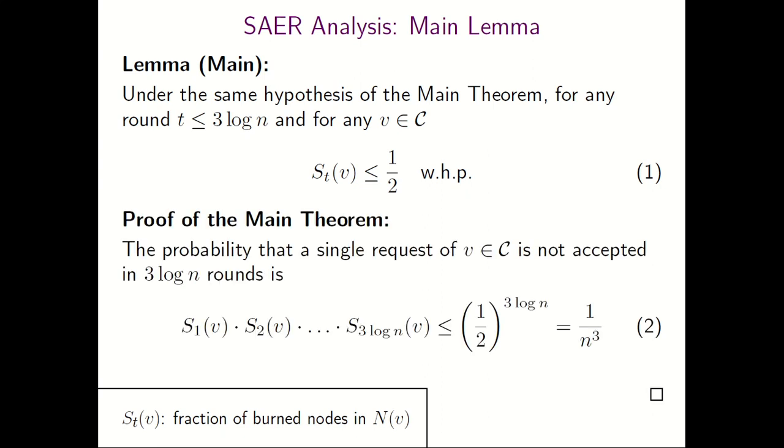Indeed, if we look at the probability that a single request of a client is not accepted in 3 log n rounds, this probability is the probability that the request is always sent to a burned node. Since for the lemma we have an upper bound on the fraction of burned nodes, this probability is bounded by 1/2 to the power of 3 log n, and so it is a negligible probability.